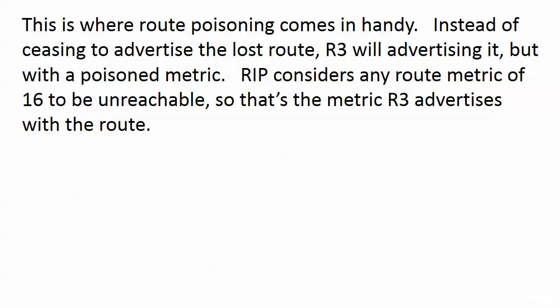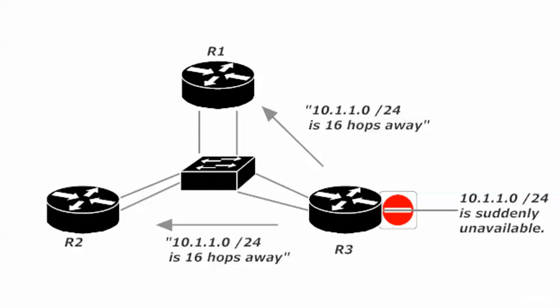Well, router 3 will continue to advertise the lost route, but it will do so with a poisoned metric. And this is another funny thing about RIP. RIP only understands hop count, and it understands that a hop count of 16 indicates an unreachable route. So that is the metric router 3 advertises with the route. So this is what we have in our network instead because route poisoning works. This is what happens. Router 3 doesn't stop advertising it. Router 3 continues to advertise it, but with a poisoned metric. That's where the name comes from.